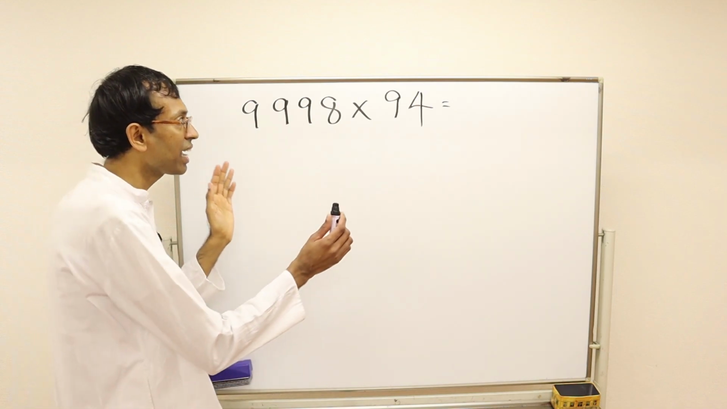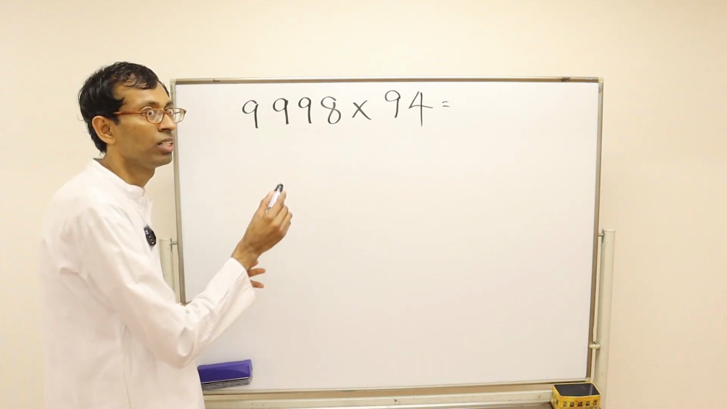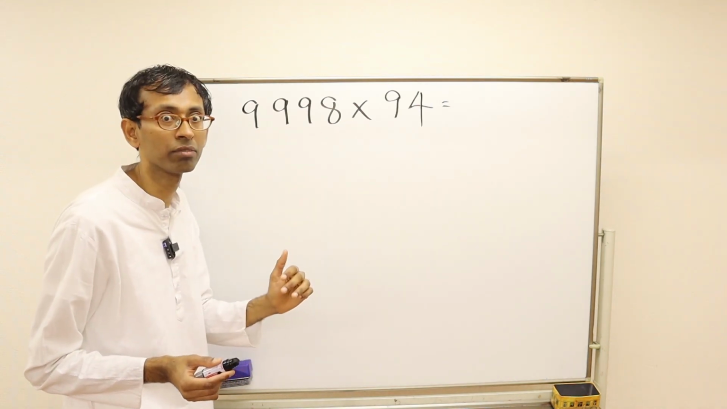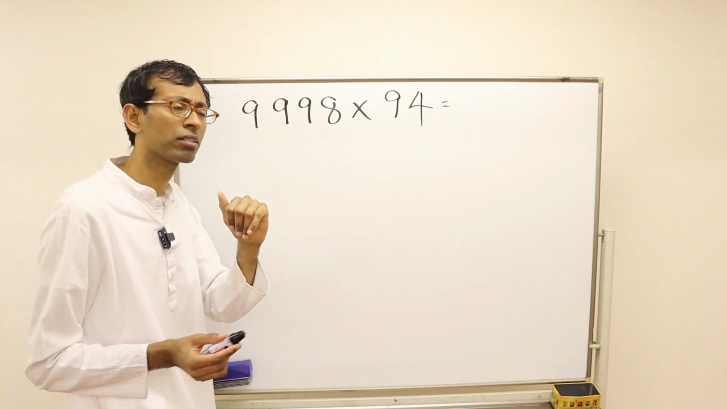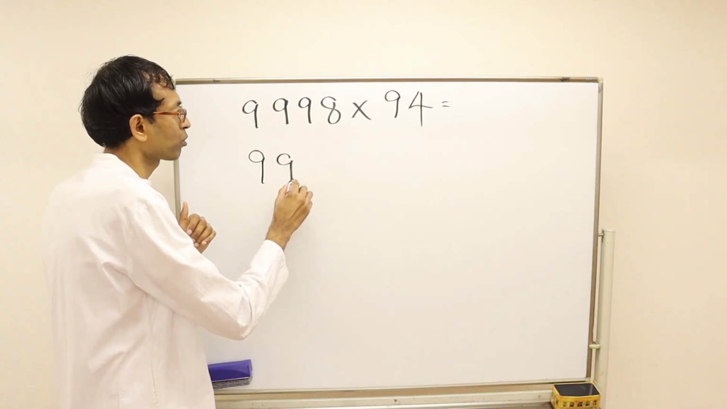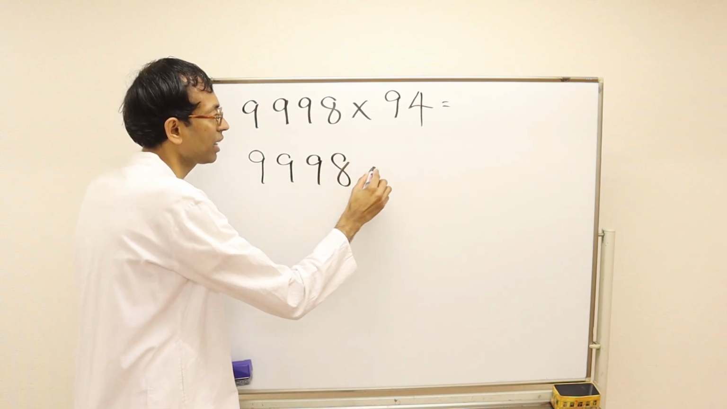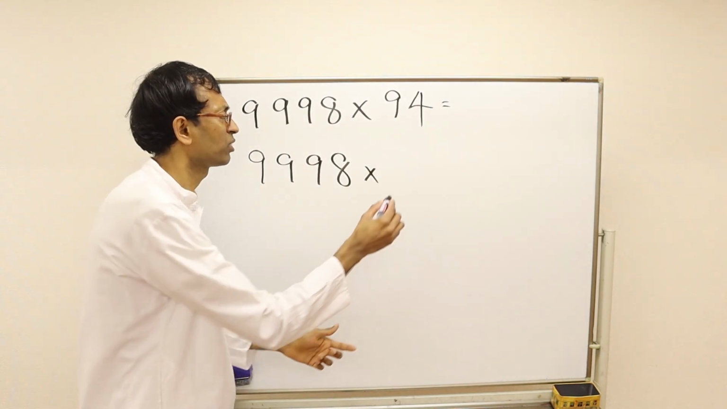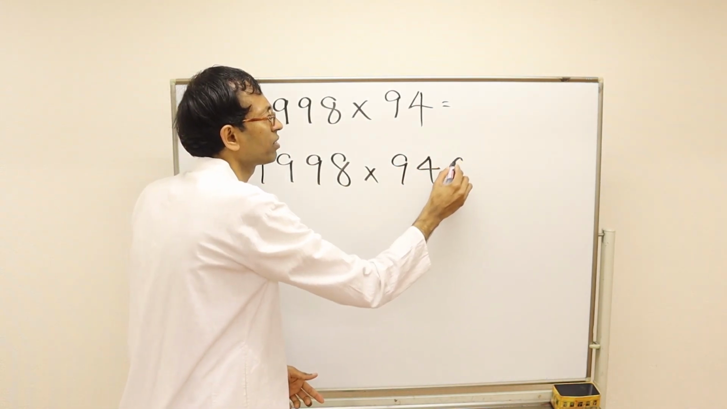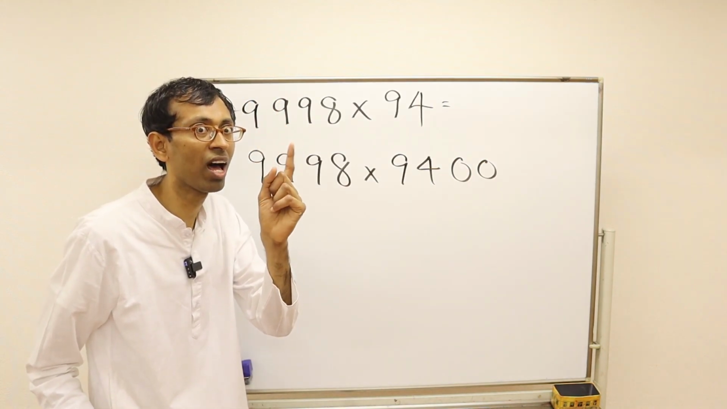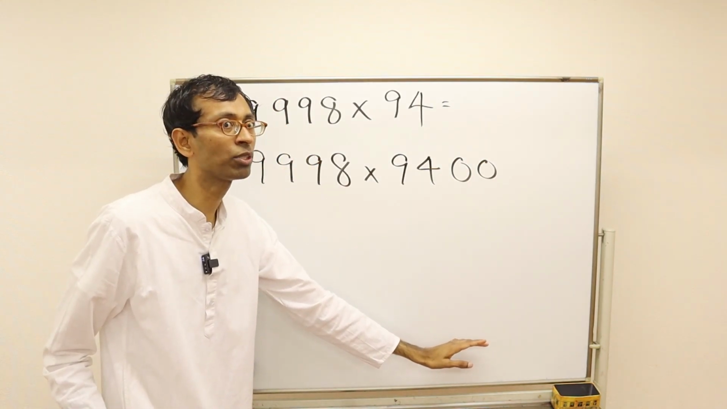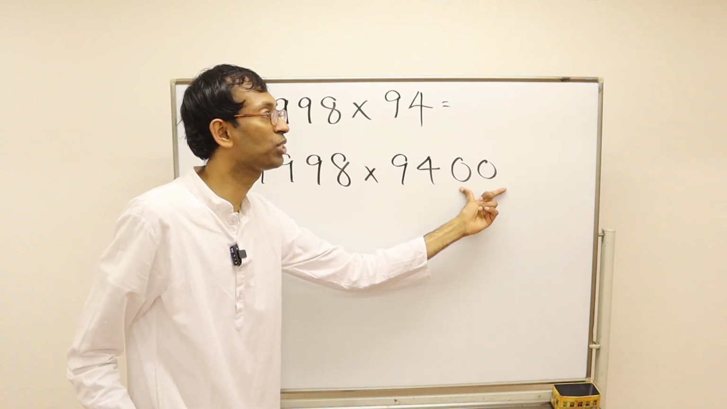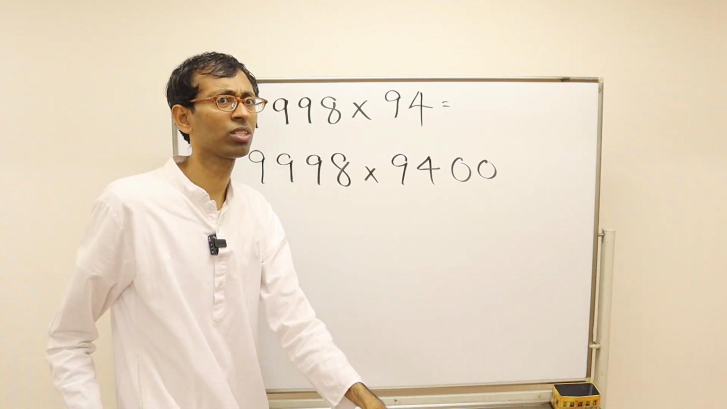So we have to change this problem such that they both have a common base. Which one will be the common base? 10,000 or 100? 10,000 is better. So how we rewrite this problem is 9998 times, you just multiply this by 100. So it becomes 9400. Because you multiplied with 100, finally after you get the answer, you have to divide it by 100. So you added 2 zeros here, you take away 2 zeros from the right.